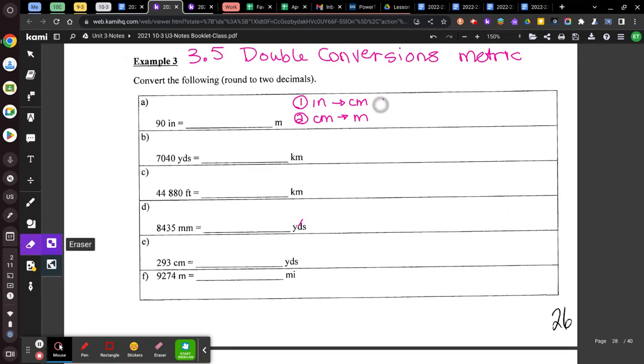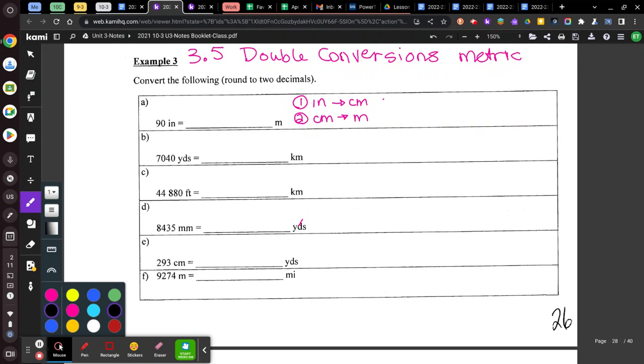So that's one way you could do it. The other way you could do it is inch to feet and then feet to meters. So that's the other way. And again, both ways are correct and both ways will get you the same answer. So if I go inch to centimeters, I'm going to take 90 times 2.54, and that's going to give me 228.6.